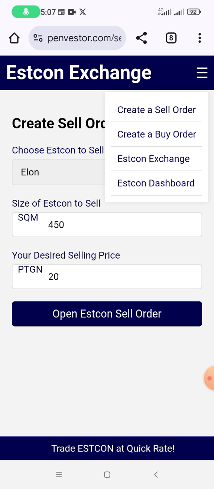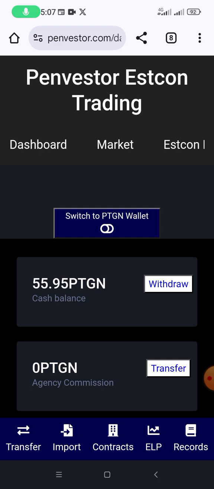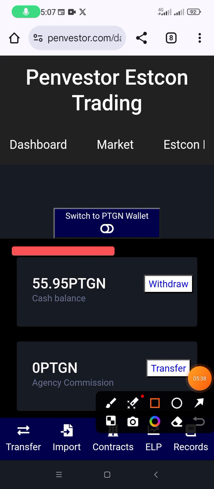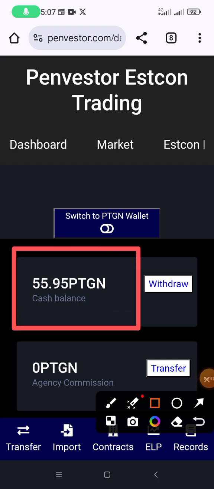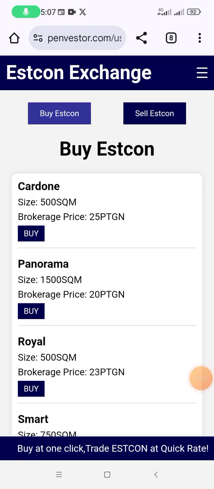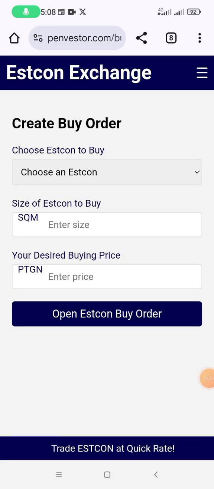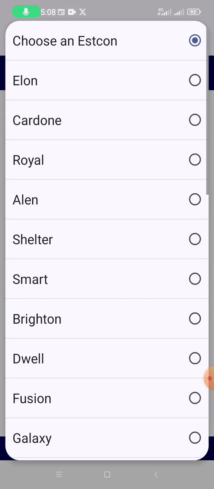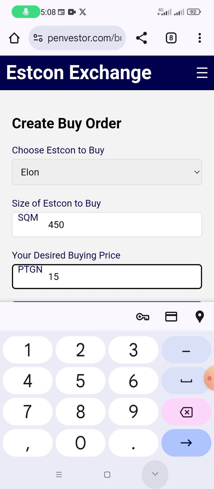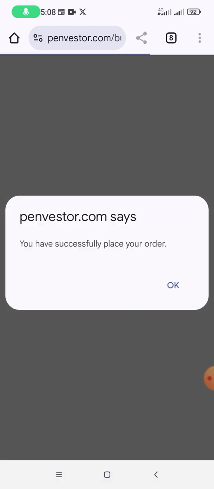If you go to my dashboard, what I have here is my balance. What I have is 55.95 PTGN, like 55,000. So I'm buying at 15. I'll just go direct to create in ESTCON Exchange. Create a buy order. Elon, I am buying at what? I'm buying 450 at 15 PTGN. That is why I'm buying. I have started to place my order.